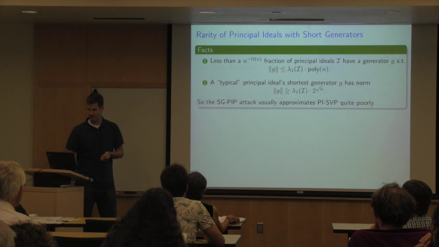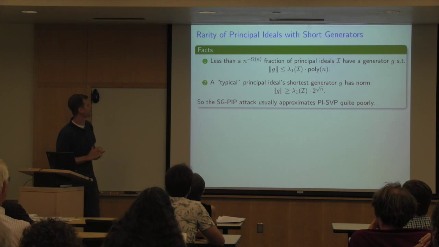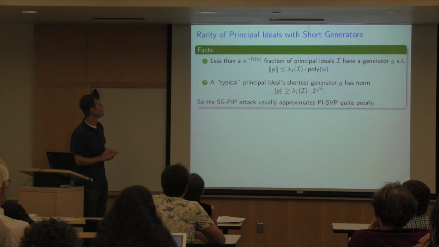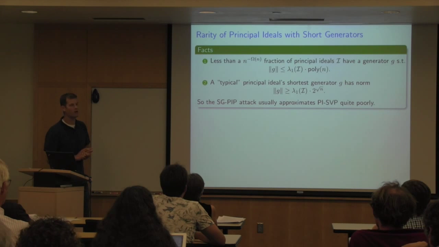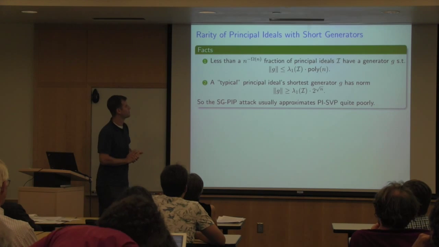Let's go there. Okay, so here are a couple of facts. You could even call them theorems if you put quote marks around them, maybe, on how rare it is to have a principal ideal with a short generator. So there are two facts here, sort of two sides of the same coin.